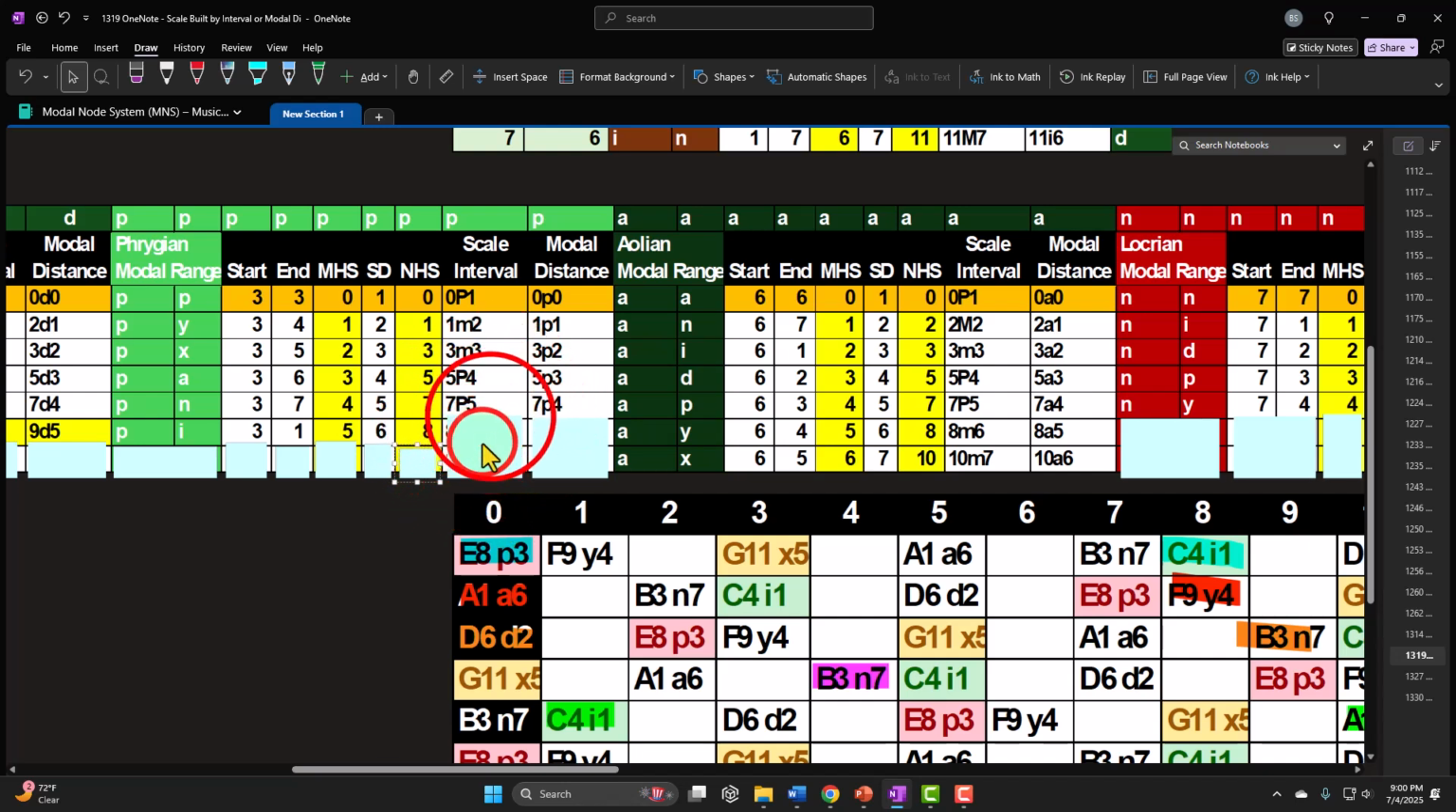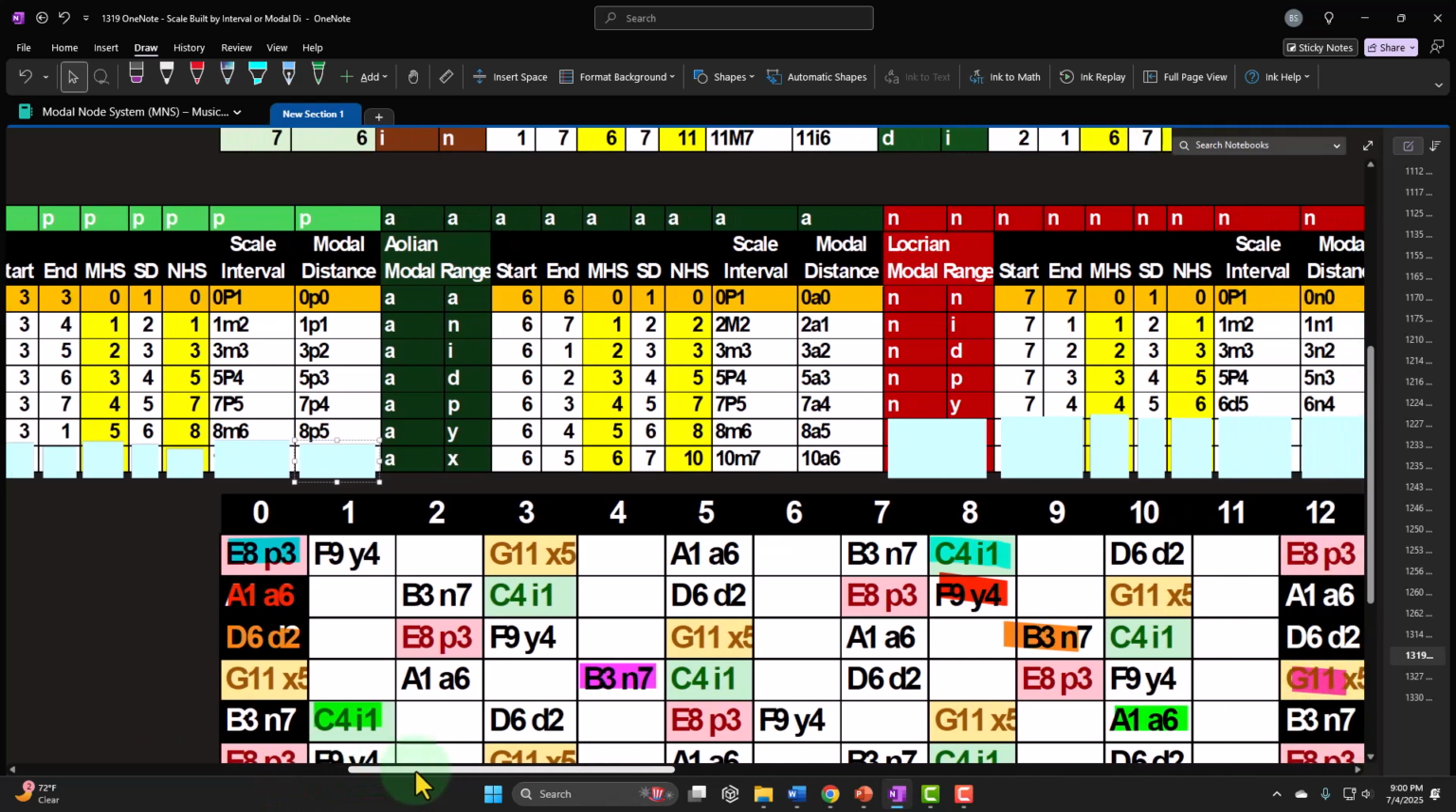Now we have an 8 note away, which is what we would expect for a minor mode, an 8 note away minor 6, which I would rather call an 8 note away from the Phrygian node 5th modal half step.